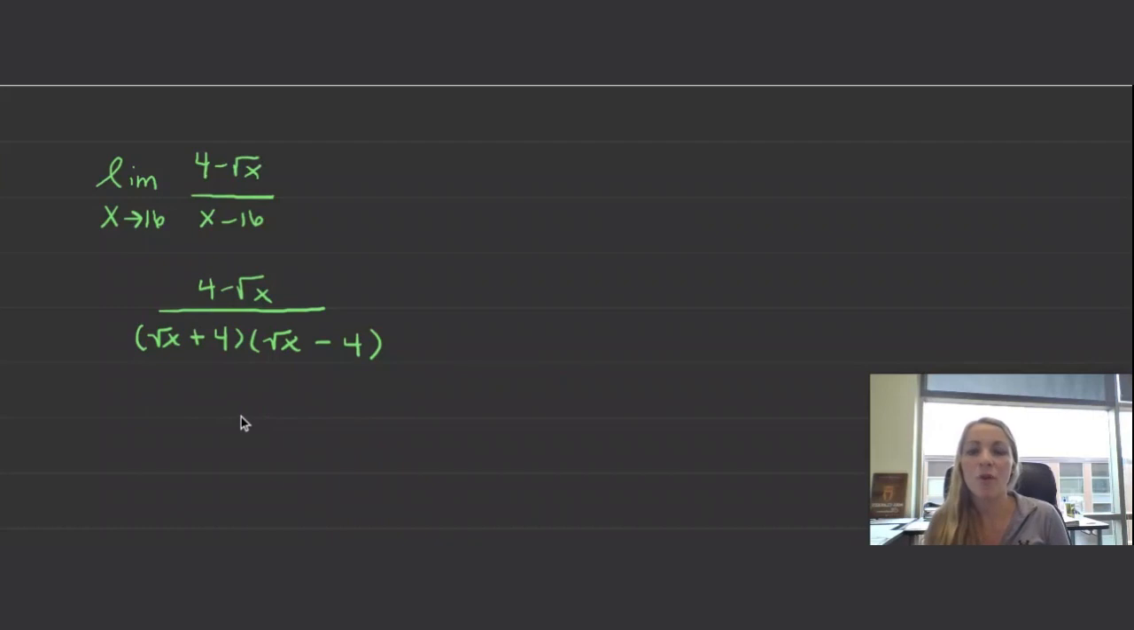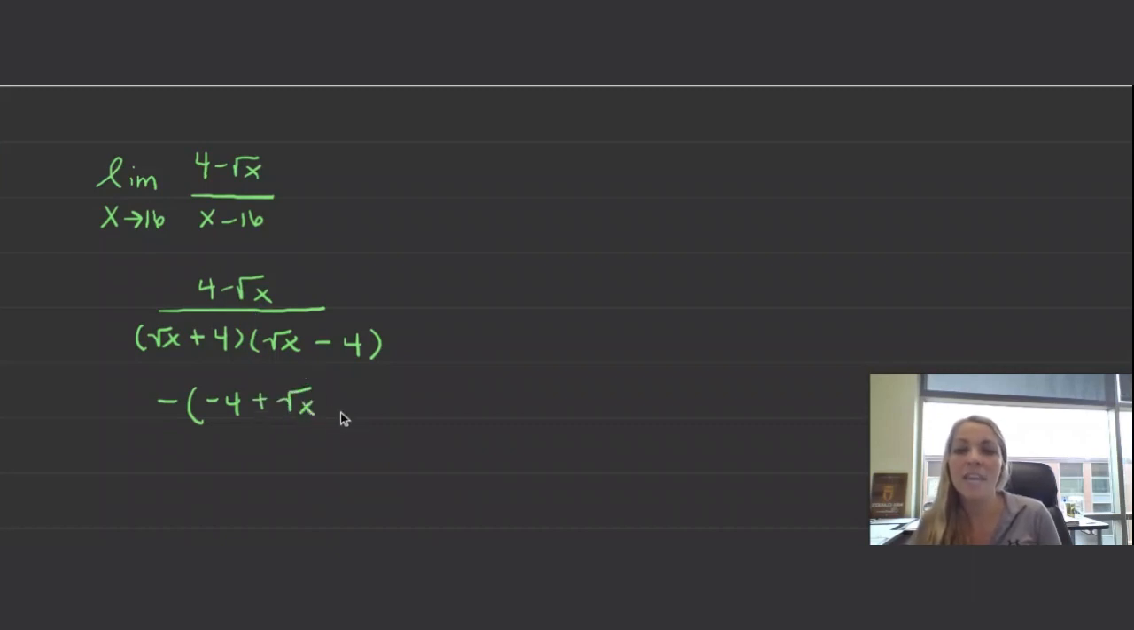Here, we look for a 1. The way things look right now, we can't make any 1s. We see a 4 and a negative square root of x, and here I see a square root of x and a negative 4, which is exactly opposite of this. So what I'm going to do is factor a negative 1 out of the top. So I'm going to pull out a negative. This 4 will become a negative 4, and this square root of x will become positive.